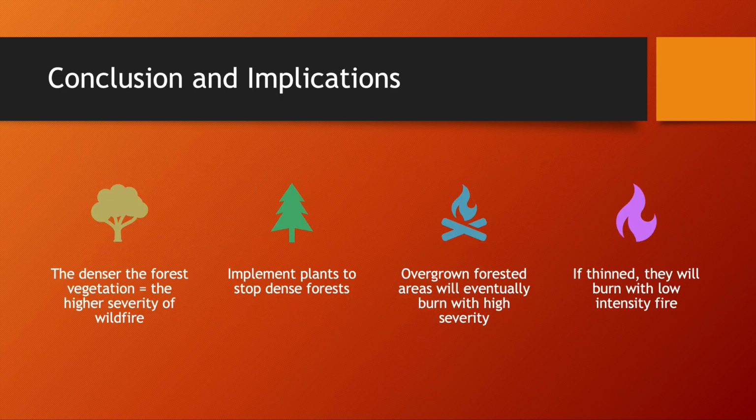After looking at the critical test and alternative hypotheses, I can conclude that the denser the forest vegetation, the higher the wildfire severity will be when the site burns. To stop this, we could implement plans such as logging or prescribed burning to help reduce the amount of high severity wildfires. Overgrown forests that have a lot of vegetation will eventually burn and be catastrophic. Thinning the forest will help lower the severity of the fires when the sites burn.